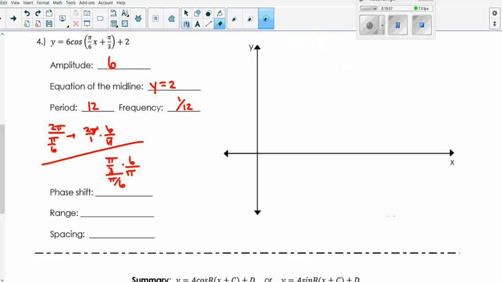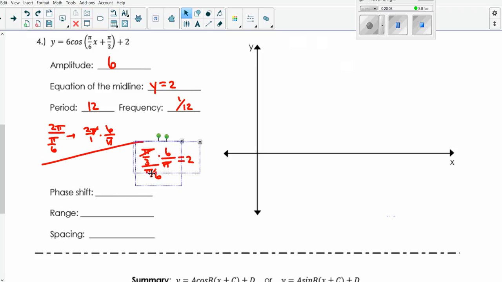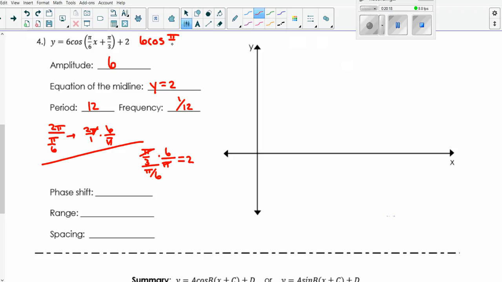So let's see what I'm left with. The pi's cancel. 6 over 3 is 2. Okay, I'm actually going to move this so it's out of the way. Alright, so I'm left with a 2. So then that means that this, and I'm going to always rewrite this, is 6 cosine of pi over 6 times x plus 2, plus 2.